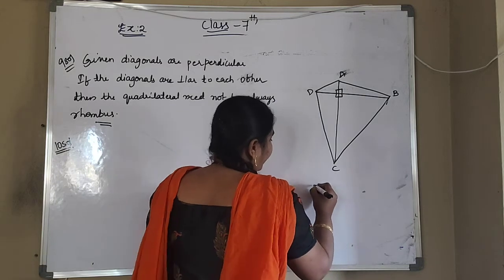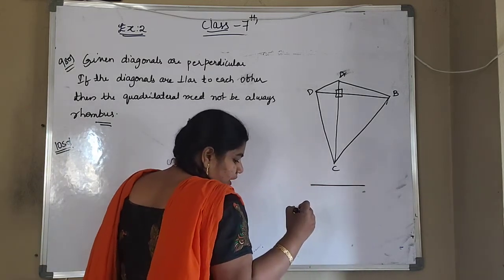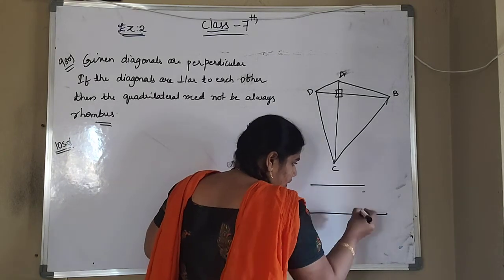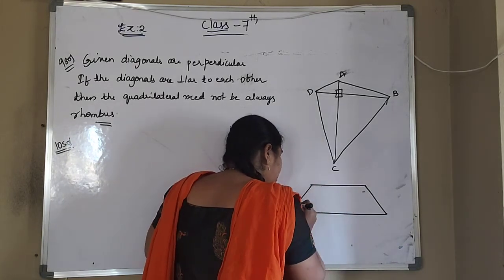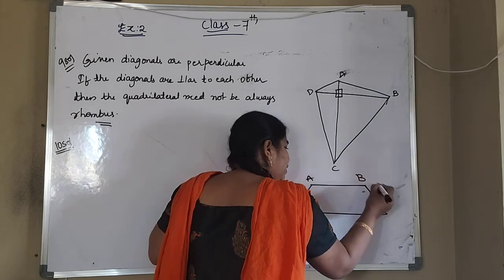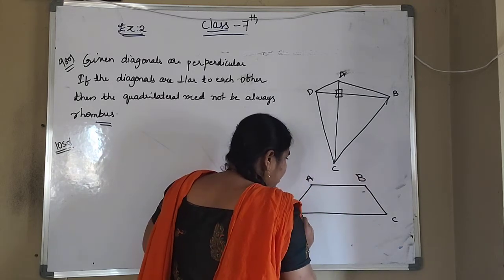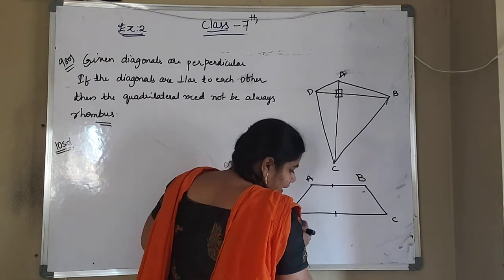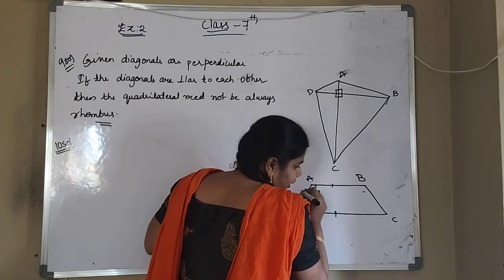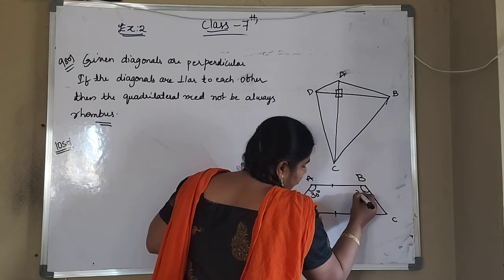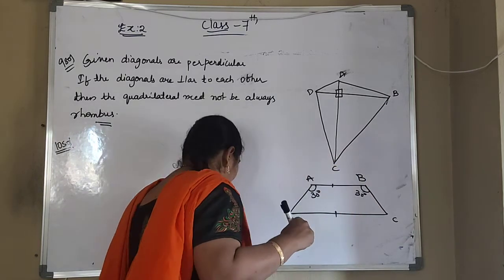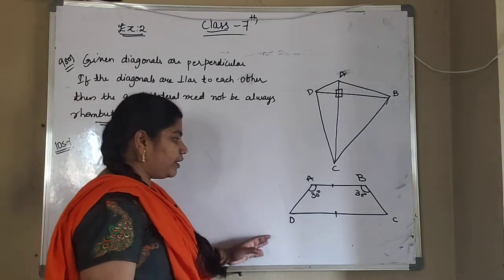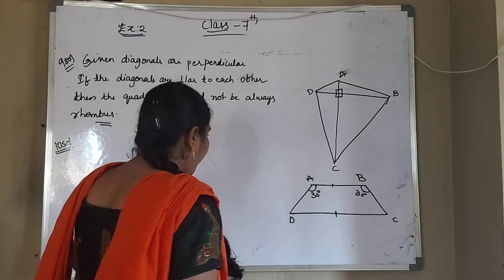So they have given ABCD is a trapezium, in that AB is parallel to DC. This ABCD is a trapezium, and these two are parallel to each other, and they have given that angle A value is 30 and angle B value is also 30. So we have to find the other two angles here. How to find, we will see.